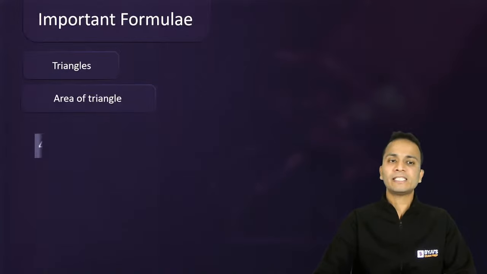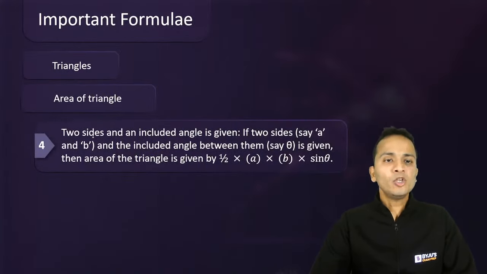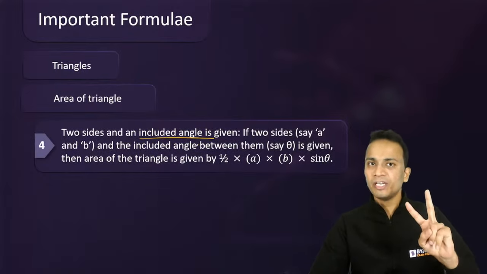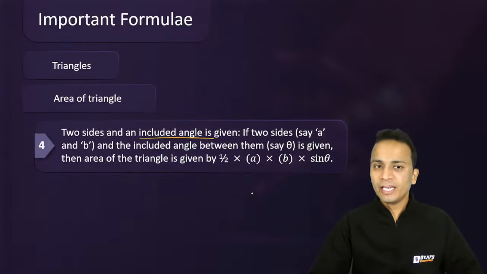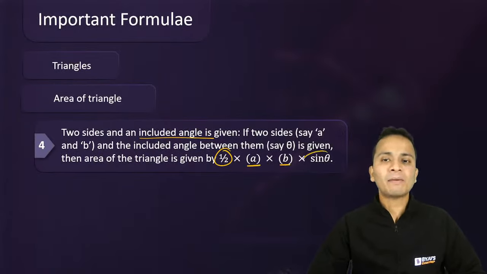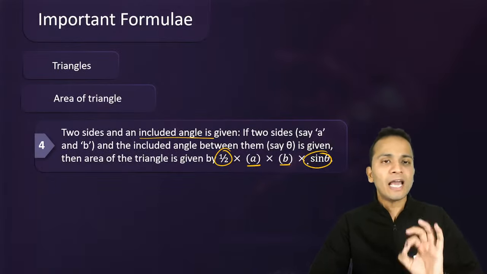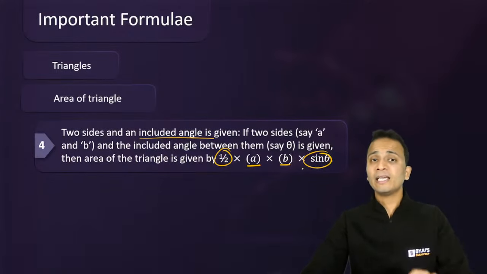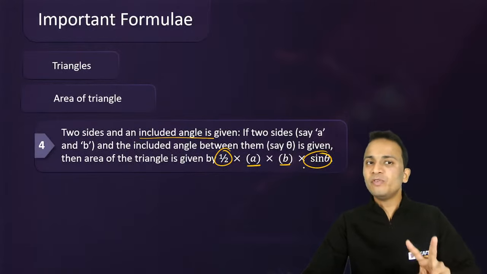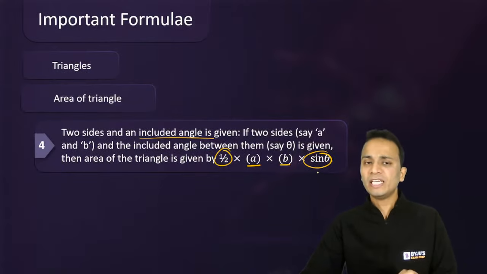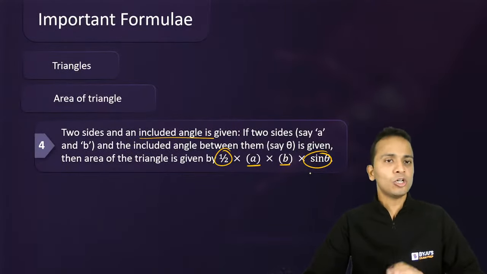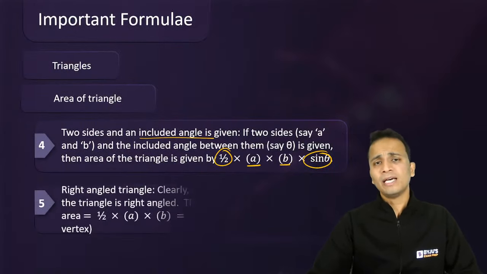Now moving ahead, the next set of formulas. When two sides and an included angle are given, so two sides are given and the angle between these two sides is given, then the area of the triangle will be half the product of these two sides multiplied by the sine of the containing angle. Make sure that this angle is the angle between the two given sides. So half a into b sine theta, where theta is the angle between the sides, is also the area of the triangle.